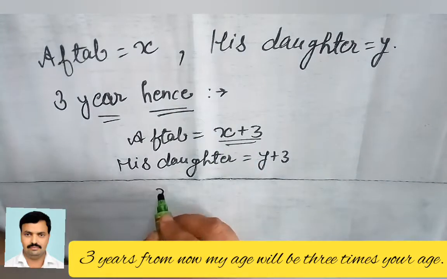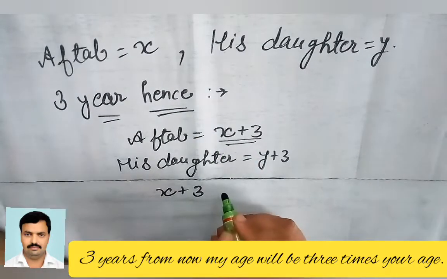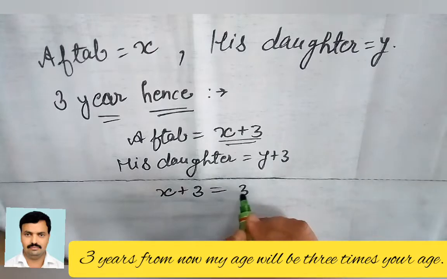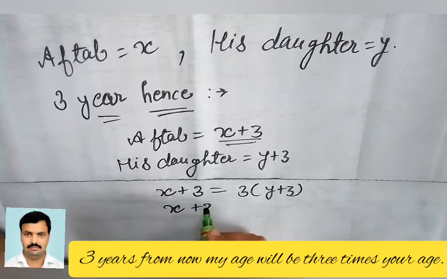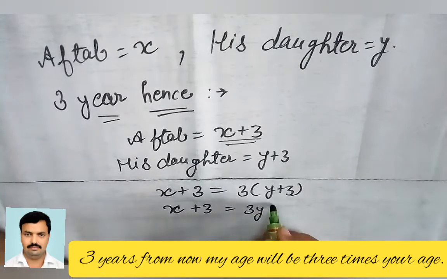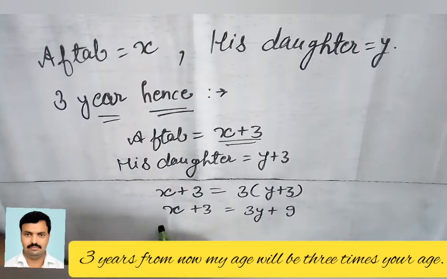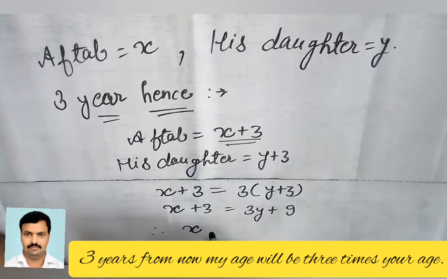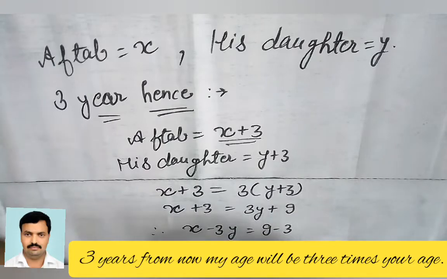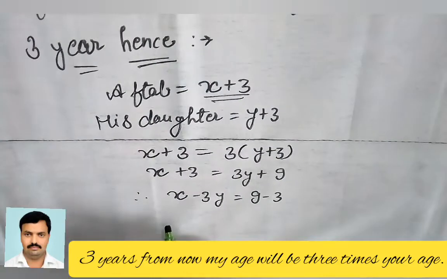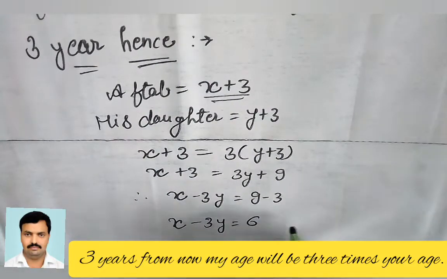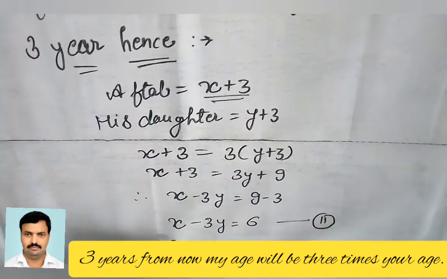So again, according to the question, he said that his age equals to 3 times his daughter's age. So x plus 3 equals to 3 into y plus 3. Multiply inside, in the right side it will become 3y plus 9, and x minus 3y equals to 9 minus 3. Bring 3y to the left and take 3 to the right. Your sign will be changed, and x minus 3y will be equals to 6 is your second equation.